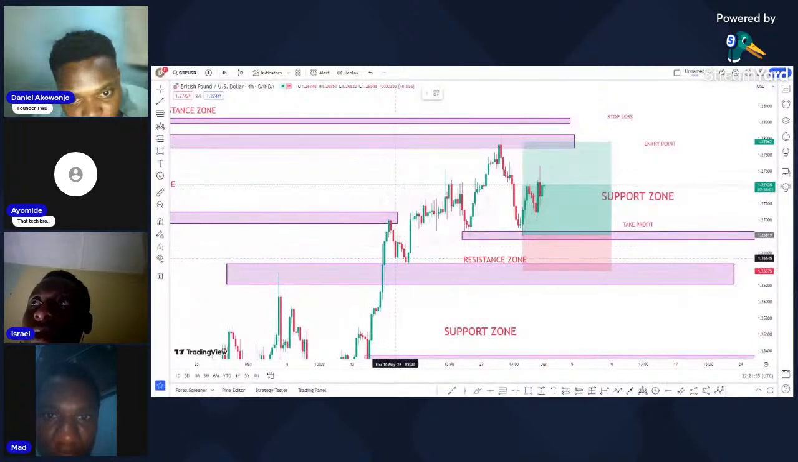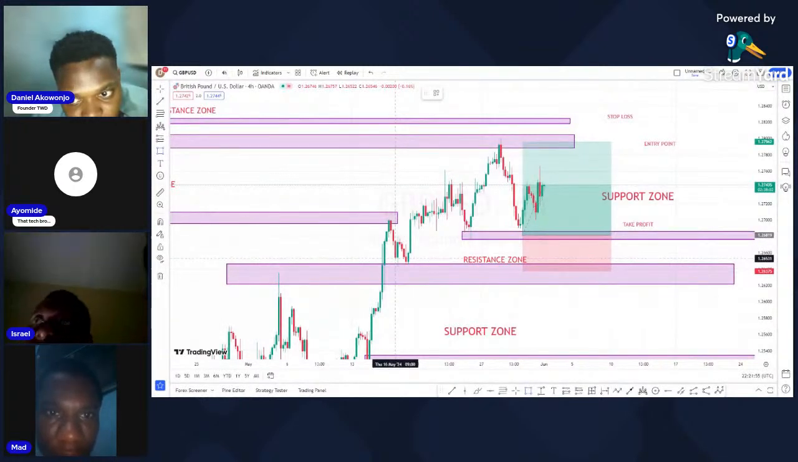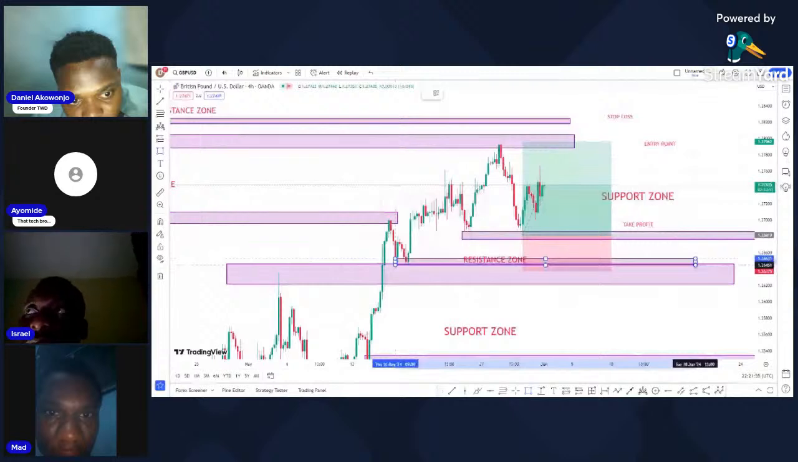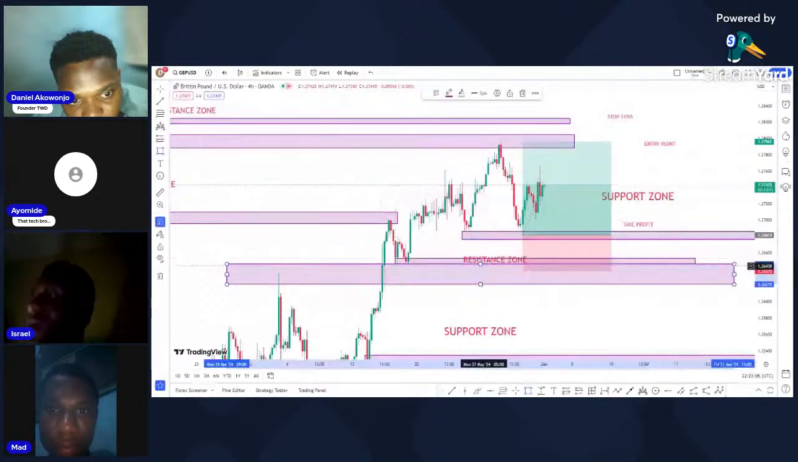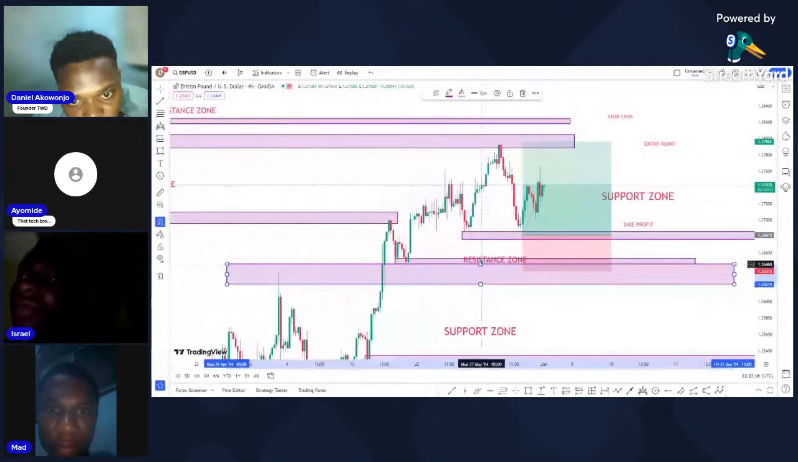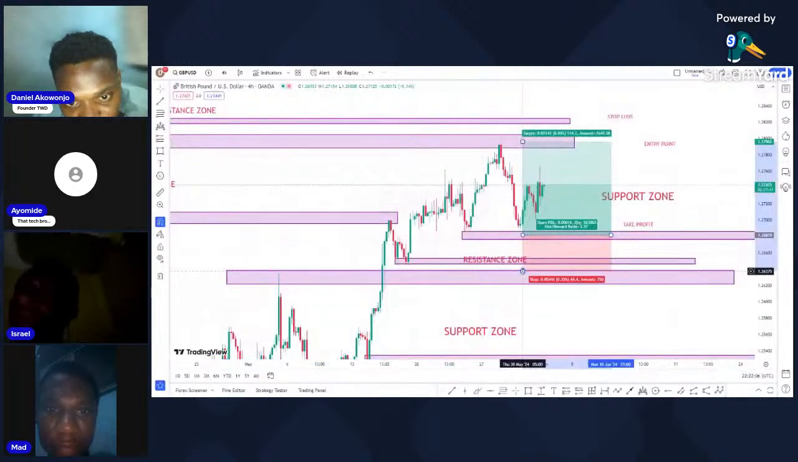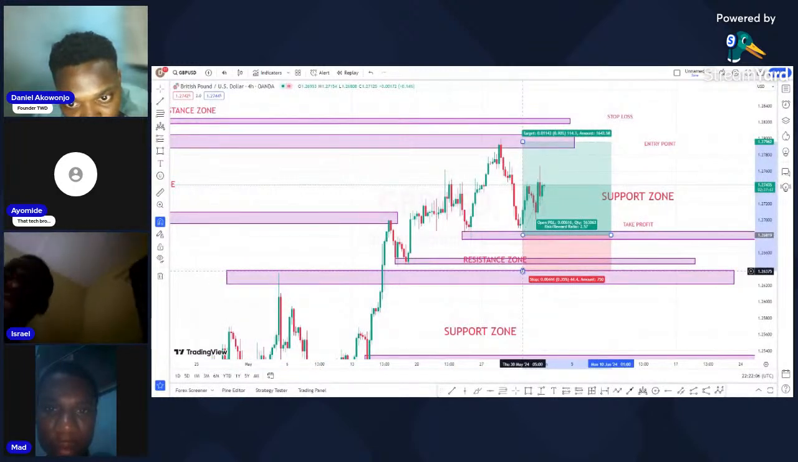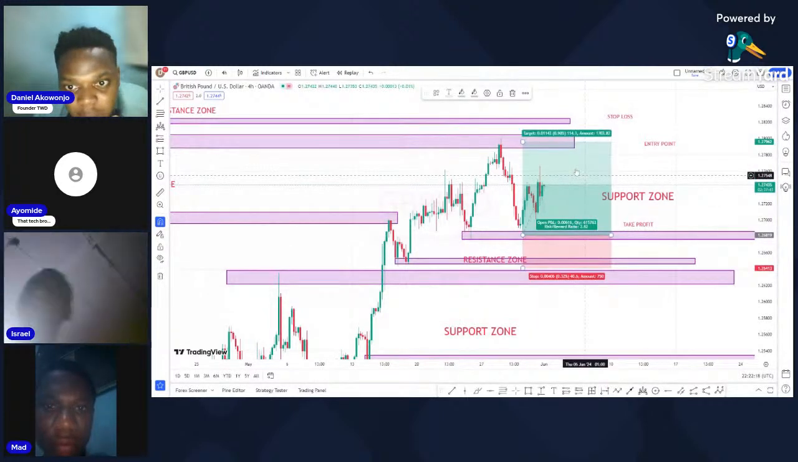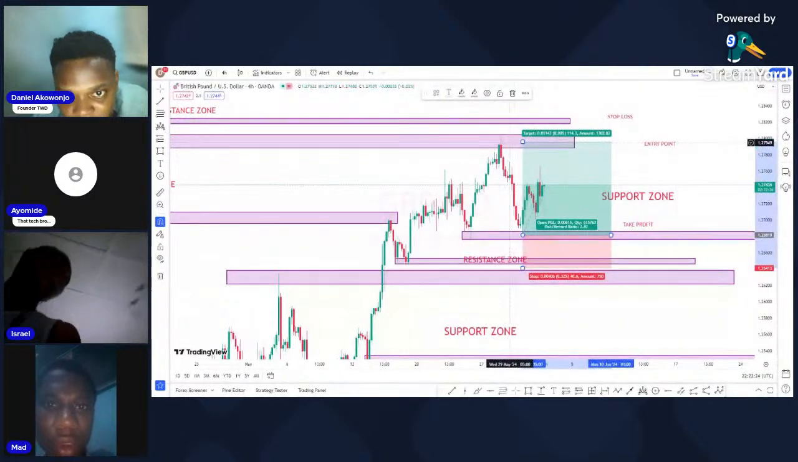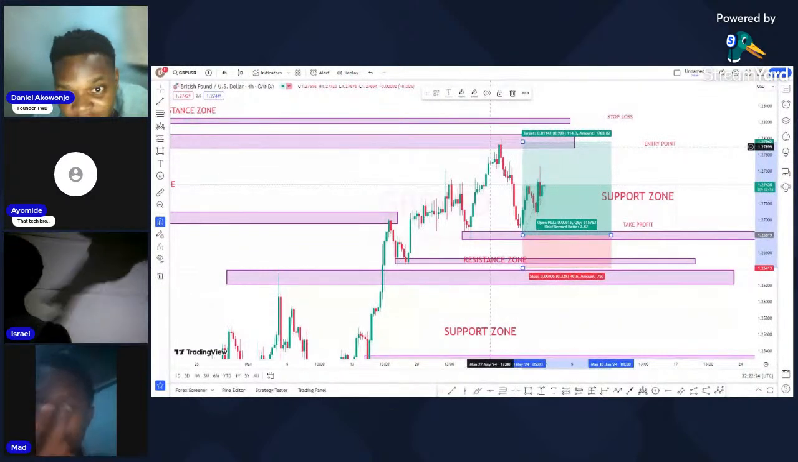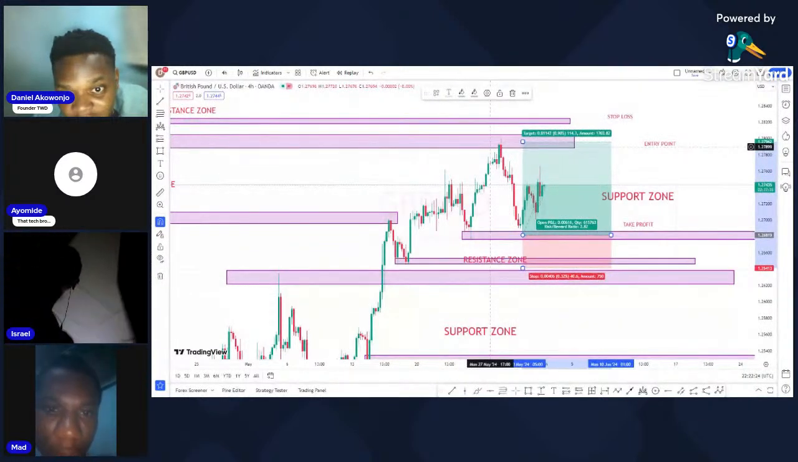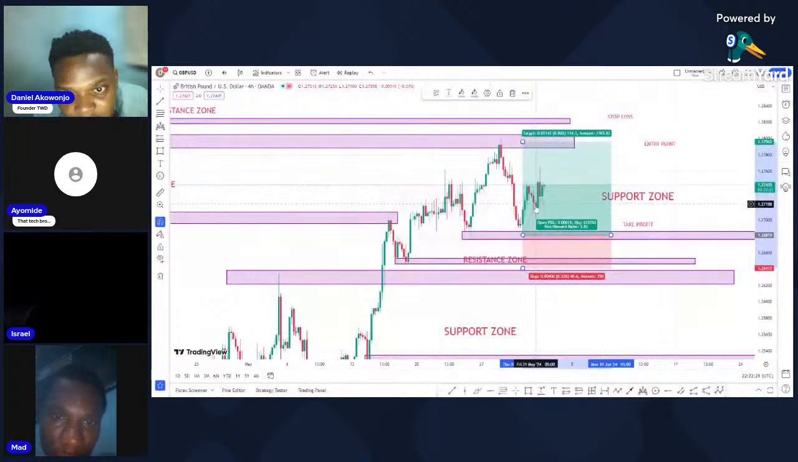This zone here is a support zone. So I want to make sure I'm putting my stop loss at least a little bit below this support zone. Now I want my take profit to be above the resistance zone. This resistance zone, when we are buying, is different from when we are selling.